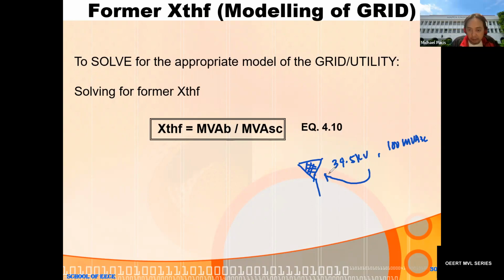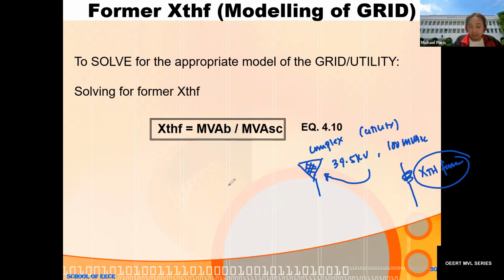This one can be modeled as a reactor. Kasi ito, complex source yan from the top, utility mo ito. When I say utility, complex power system mo sa taas yan. And ang sabi ni Thevenin, pwede mo siyang ma-model in terms of its corresponding voltage at yung Thevenin's reactance. Ito yung tinatawag nating XTH former. Kasi para makuha ang XTH former, di ba?